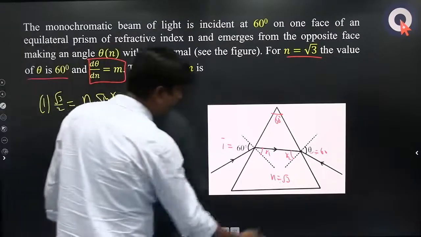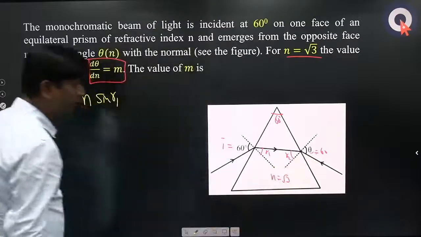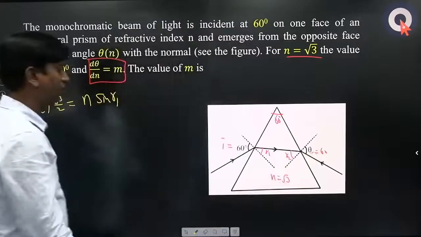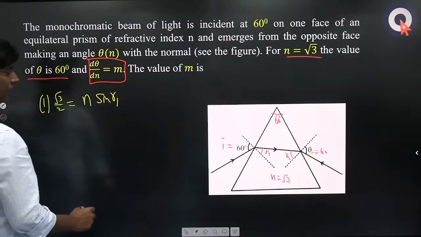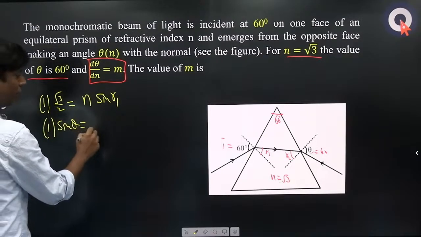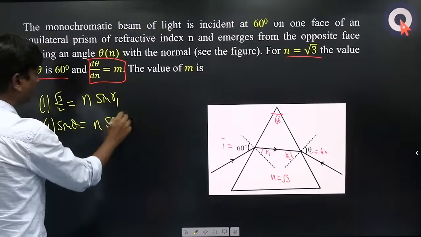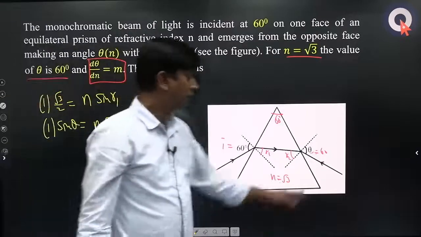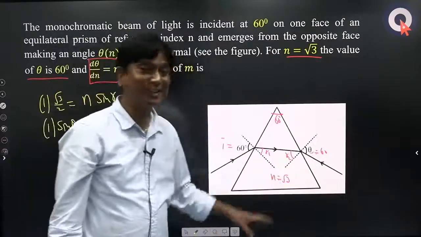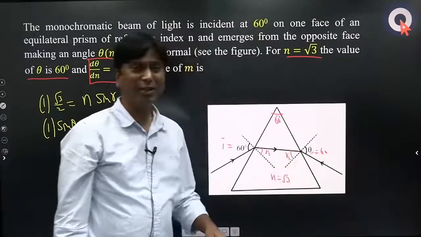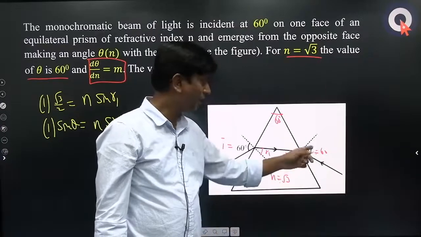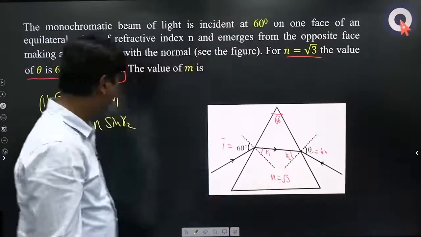And for the second equation, try to apply Snell's law from here to here also, right? So here this is R2, and this is some theta you take. So n into sine of R2 is equal to 1 into sine theta. This is only at a particular case when n is root 3, then theta is 60. But for some other value of n, theta will be some other value. So that's what they are asking, how theta is depending on n.